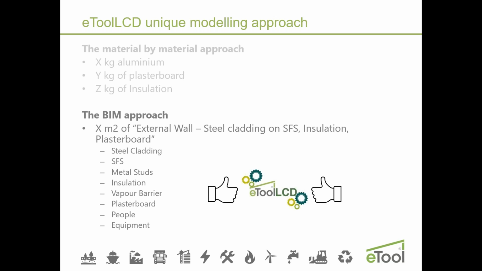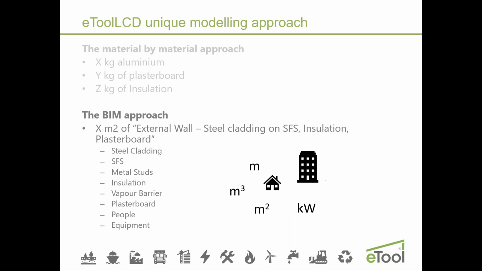So in this approach, all materials are embedded within an element, which in E-Tool LCD we call a template. And for those familiar with Revit, you can imagine a template as a Revit family type with all the information stored within it, which in this case is material quantities and other relevant information for LCA. These templates can be modeled in various functional units like square meters, cubic meters, linear meters are the more obvious ones, and you can use pretty much anything else you would like. It could be even a household, a building, or anything else that is relevant to your study, really.